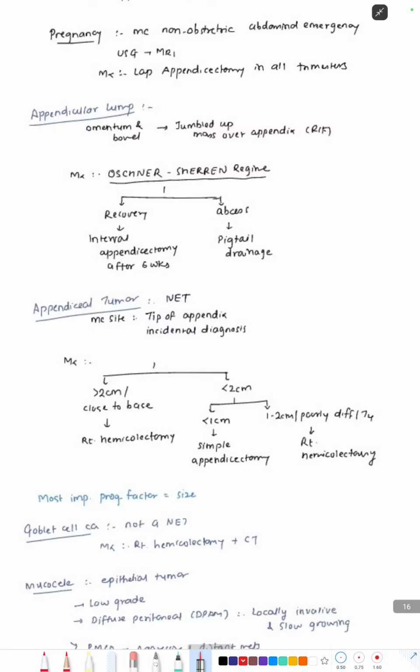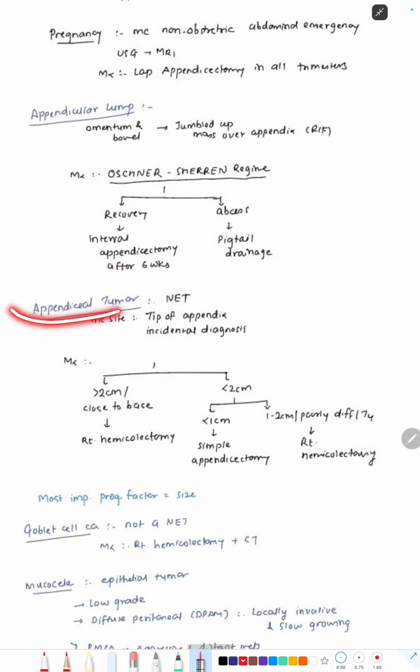Then appendicular lump, that is a jumbled up mass. If it is seen on the appendix, then you have to follow a conservative regime called the Ochsner-Sherren regime. In the Ochsner-Sherren regime, if the patient is found to have stable vitals, if the patient is recovering, then interval appendicectomy can be done after 6 weeks. If it is going to be an abscess, right, and vitals are unstable, then percutaneous drainage is needed.